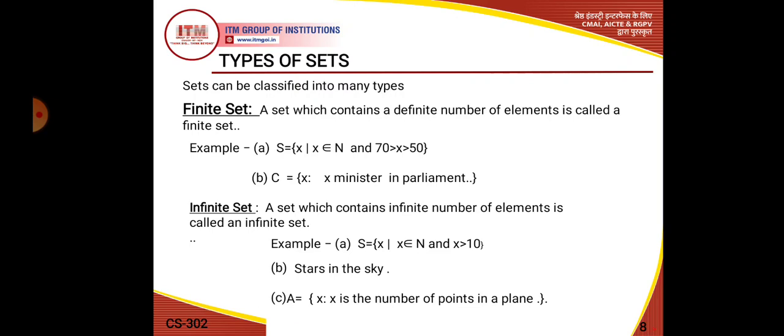Now come to the second example. Capital C = {x such that x is a minister in parliament}. This is also an example of a finite set because in this set a finite number of members are there. So these are the examples.